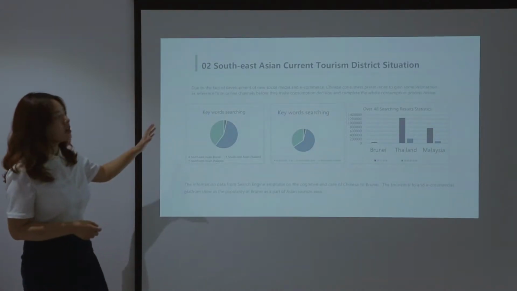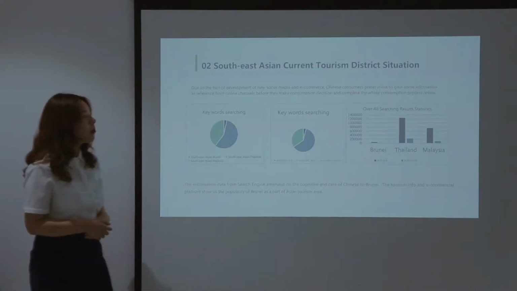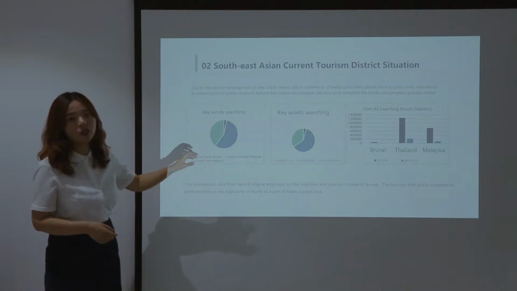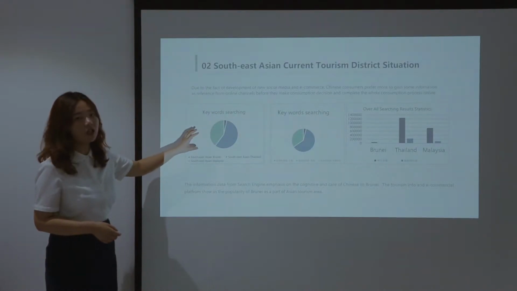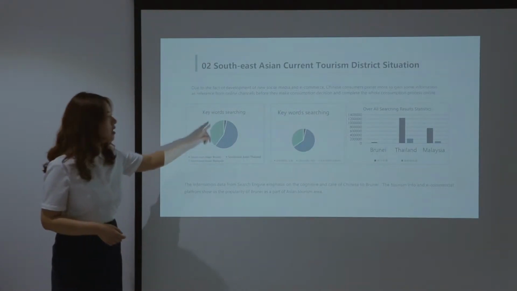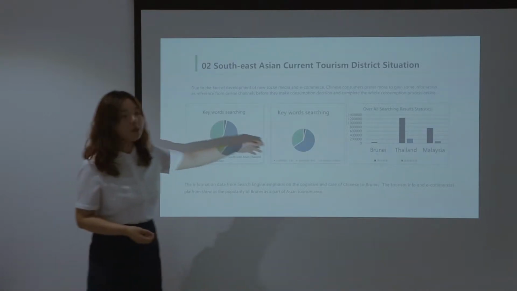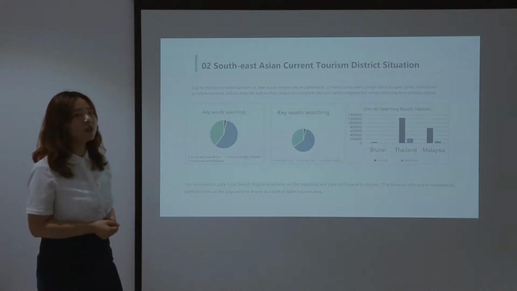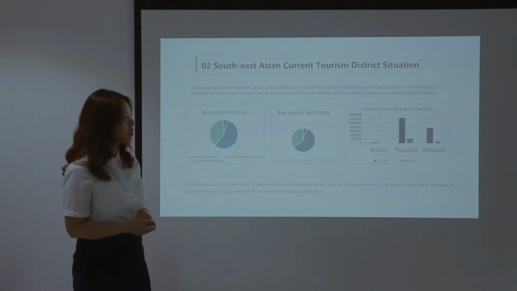Okay, so for this slide, we will go into more detail to introduce the district situation. We have 3 different features. The first 2 are about keyword searching. As you can see, the green part is Malaysia's keyword percentage, and blue is Thailand. And among these, you can see this is our Brunei's percentage. Similar to the second feature, you will find that perhaps for our Brunei, we have a bigger Chinese tourism market. And the last feature is about the overall search results statistics.